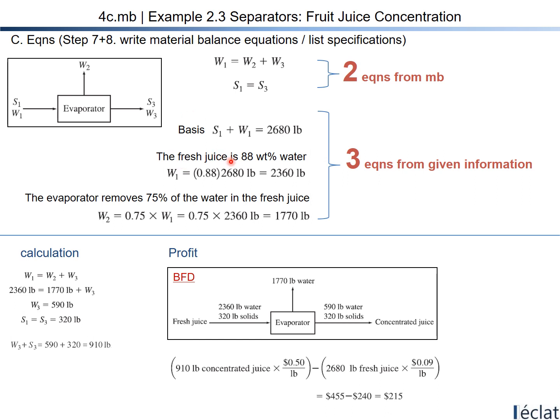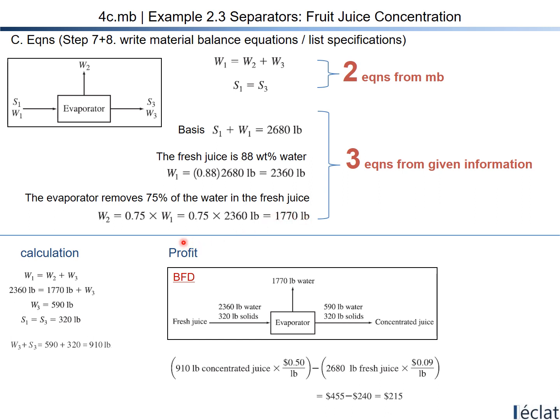And the fresh juice in the input is 88% water. So W1 is equal to 0.88 times 2680, 88% of water, right? This is the amount of water contained in stream 1. How about W2? The evaporator removes 75% of the water in the fresh juice. The water in the fresh juice is W1, and 75% of W1 goes to W2, which is evaporated from the evaporator. Then you can fix this value. Then finally you can obtain all values of the stream variables.